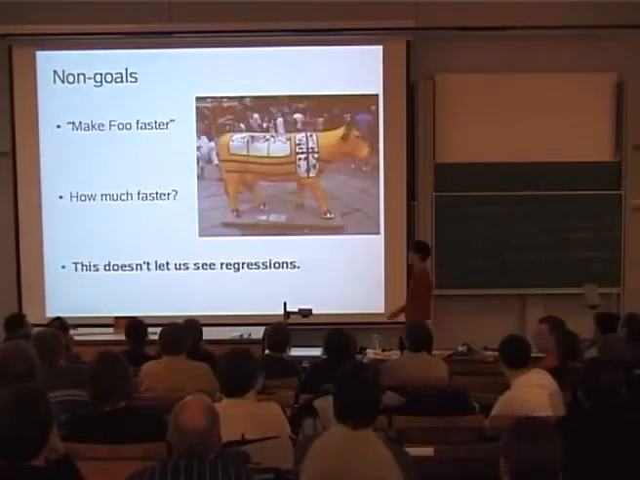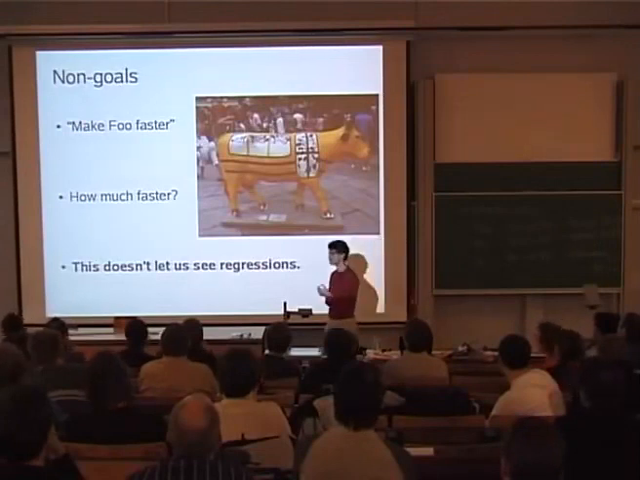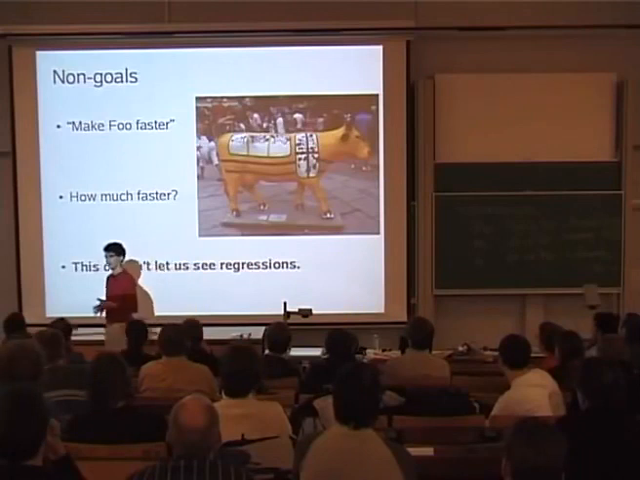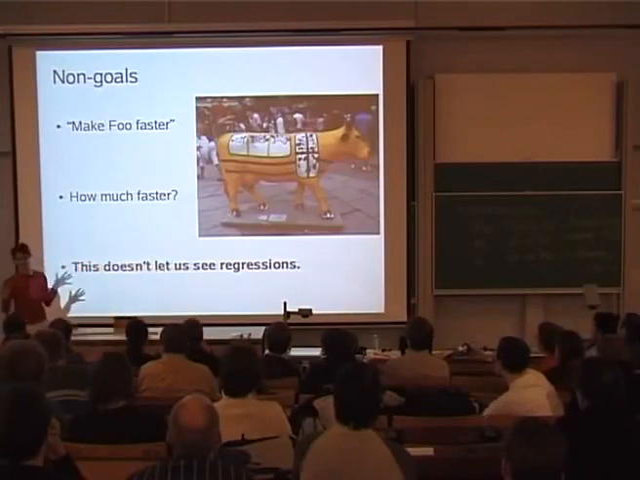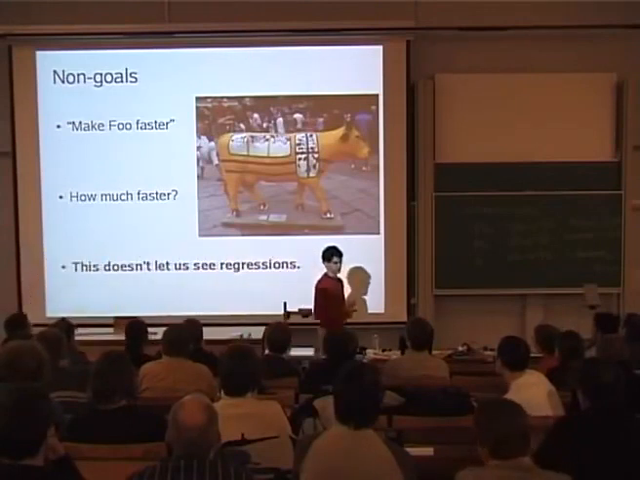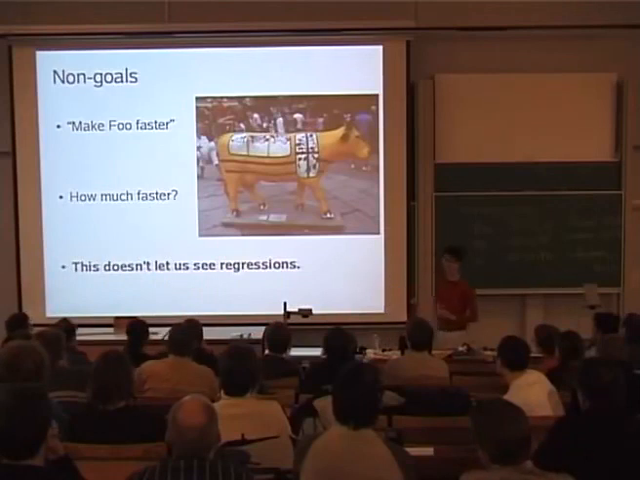Yeah. So how the hell are we going to make things faster? When people want to make their programs faster, they immediately say, okay, I'm going to make this faster. Boom, there's their big idea. But how much faster? This doesn't let you set a goal. This doesn't let you see when you're done. This doesn't let you see regressions.